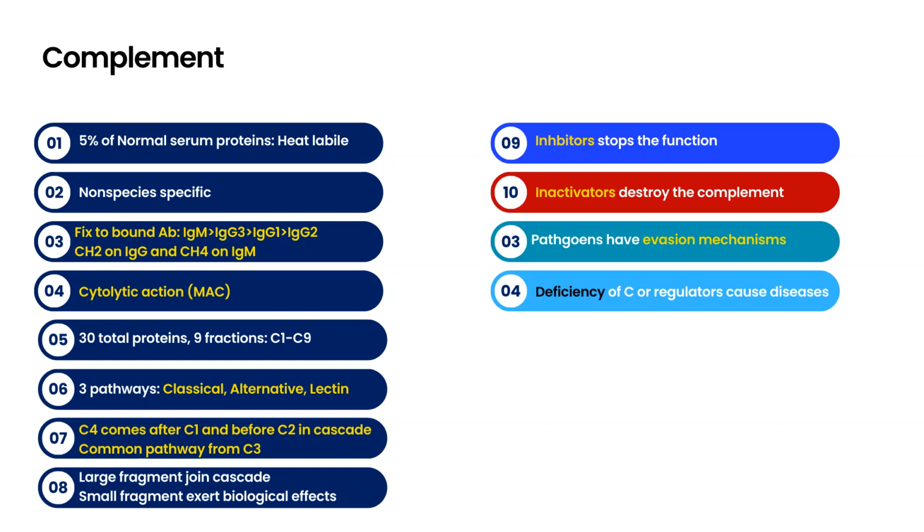There is a regulatory system, there are inhibitors which will stop the functions of these complement proteins. There are inactivators which will permanently destroy the complement proteins, and that's how the body keeps a check on this complement system. There are pathogens which can evade this complement system. They have evasion mechanisms, so we will learn about that. And if there is deficiency of either complement proteins or the regulator proteins, in both scenarios we will have diseases.